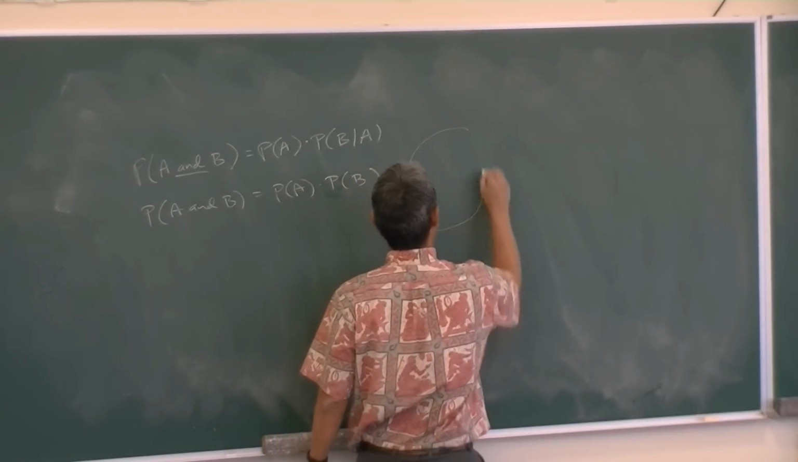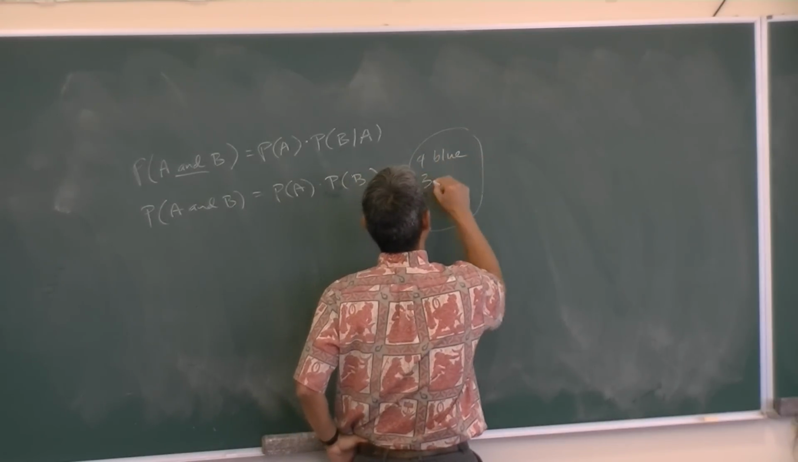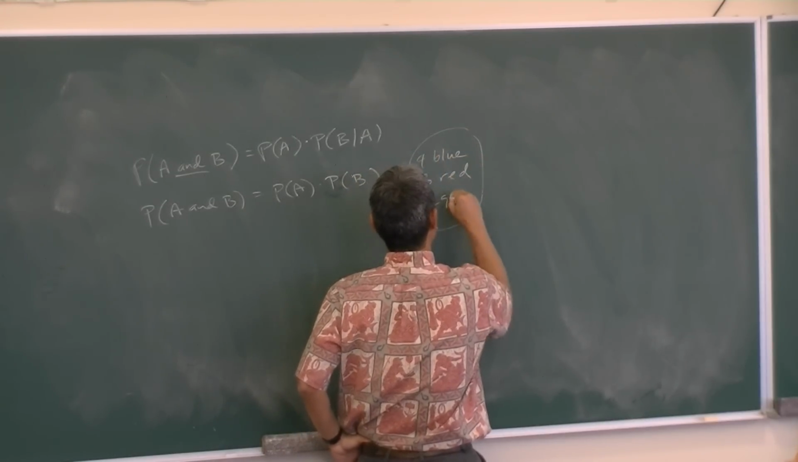Let's suppose you have a jar. Here's a jar. In this jar, I have 2 blue marbles, 3 red marbles, and 2 green marbles.